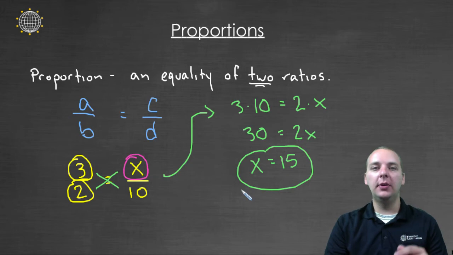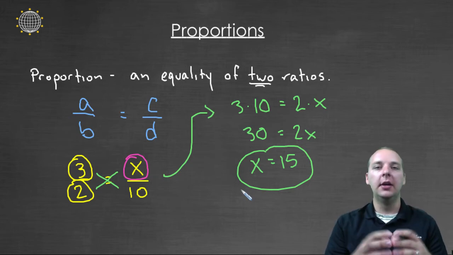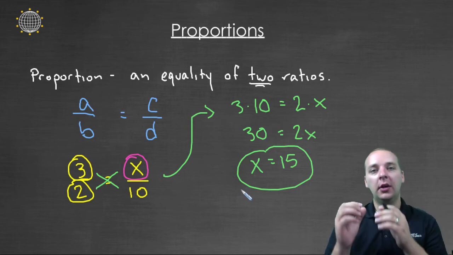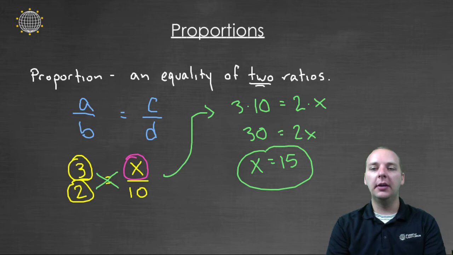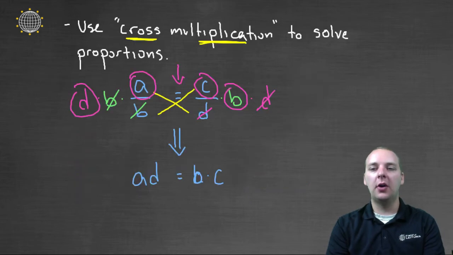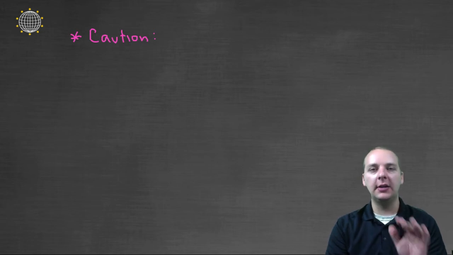And this is how we'll do this when these proportion problems get really, really big with lots of terms and big fractions set equal to other large fractions. Cross multiplication will be extremely helpful in solving these proportions. All right, now, before I let you go, I want to mention one caution. This is a mistake that a lot of students make that I want to guard you against.